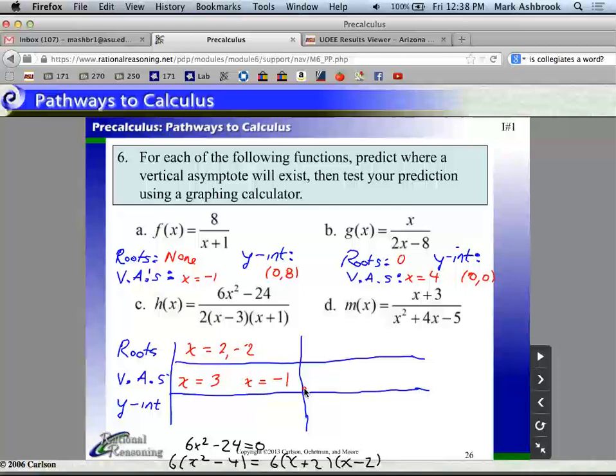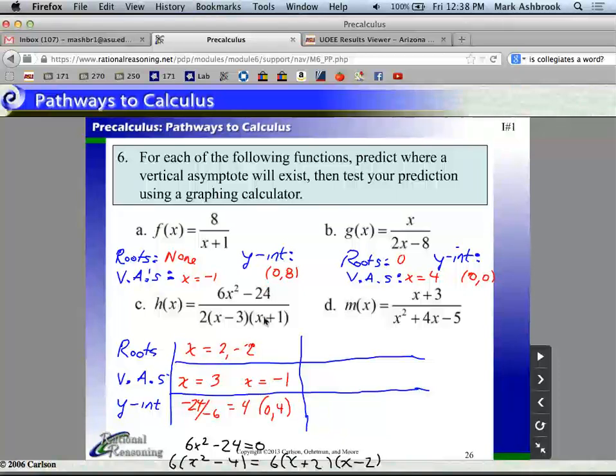Okay? Y-intercept of this one. Plug in 0. What do you get? Negative 24 divided by? Negative 6? 4? 0, 4. Questions on part C?